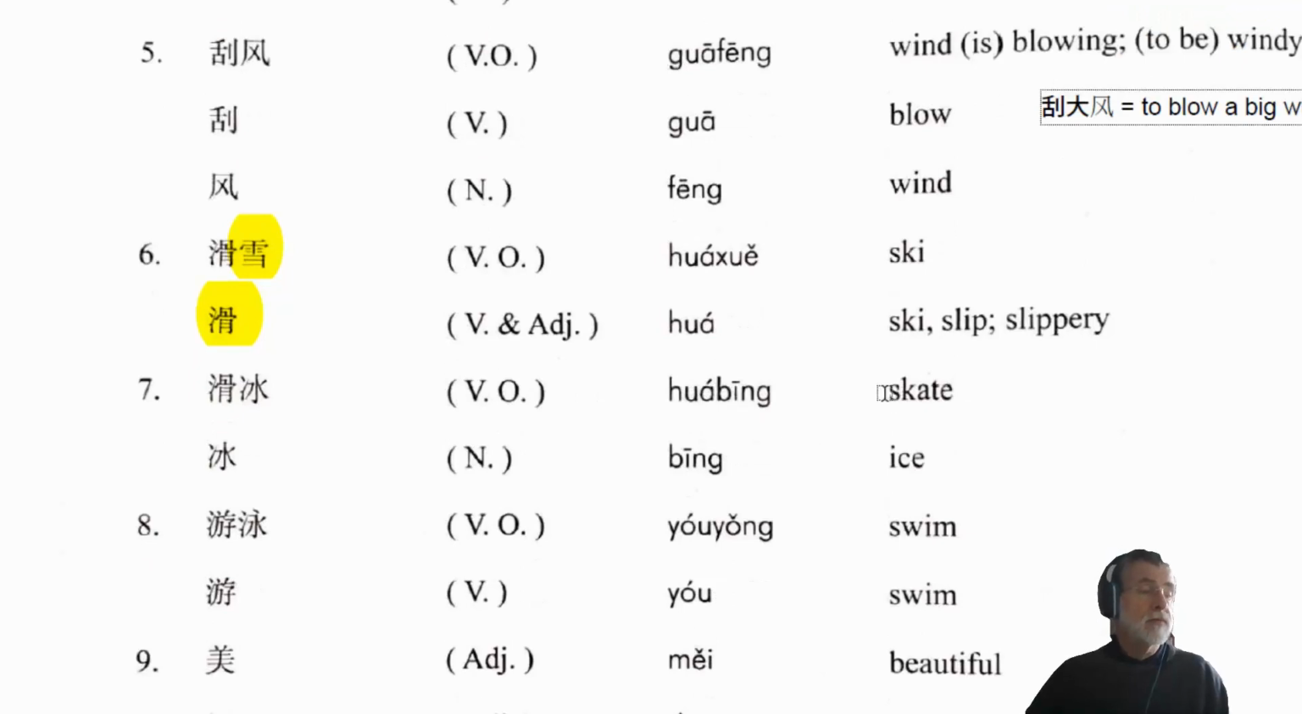Ice skating. When it says skate, this is definitely ice skate. And why is that? Well, you can see already, 滑冰, because 冰 here means ice. So it's literally sliding on the ice. 滑冰.